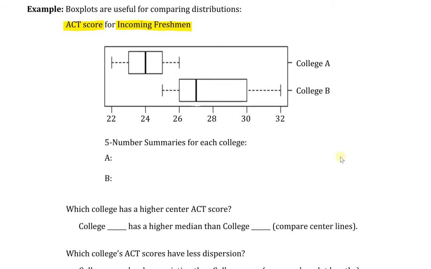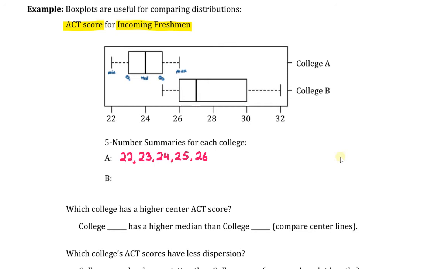For College A, you'd like to see that there is a minimum value at 22, a first quartile at 23, a median at 24, a third quartile at 25, and a maximum at 26. So the 5-number summary represented here would be 22, 23, 24, 25, and 26.